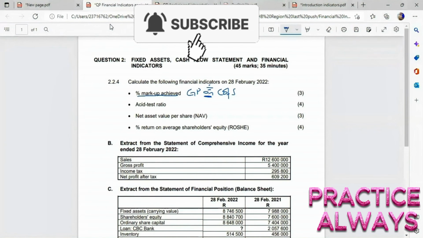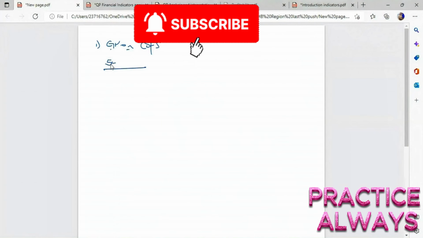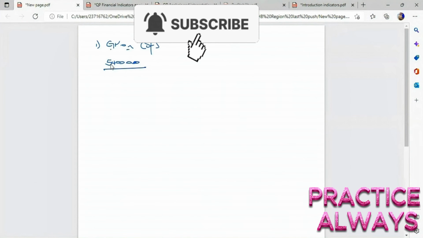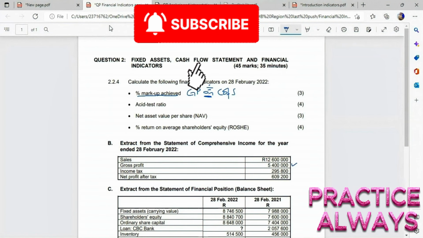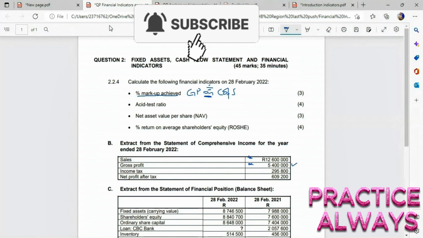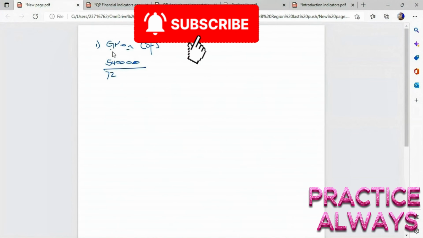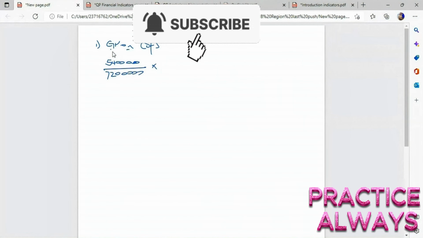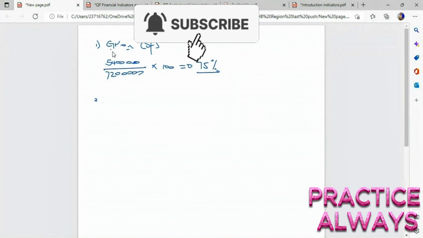Let's check the gross profit. According to this, the gross profit is 5.4 million. There you are. Then let's check our cost of sales. We're not given cost of sales, but we have the sales as well as the gross profit. When you minus 12 million minus 5.4 million, the answer I got here is 7.2 million. Then multiply by 100. So when you divide and multiply by 100, your answer will be 75%. There you are. That's the first question.